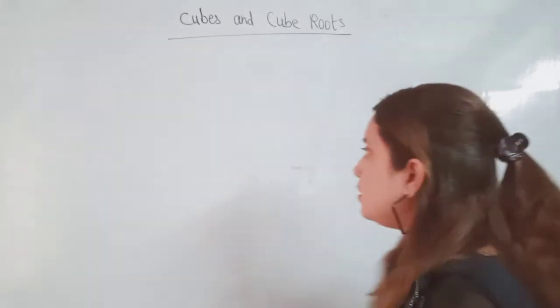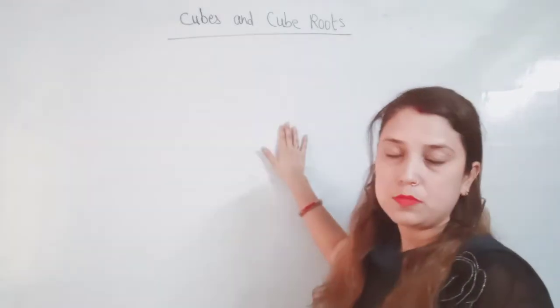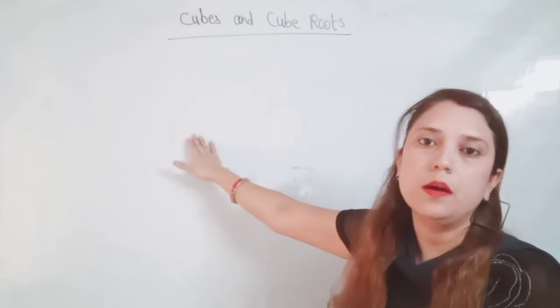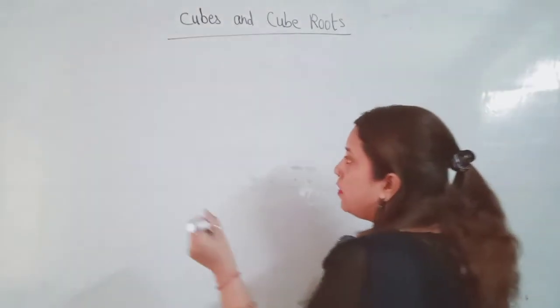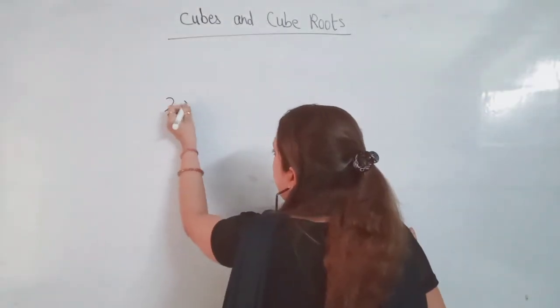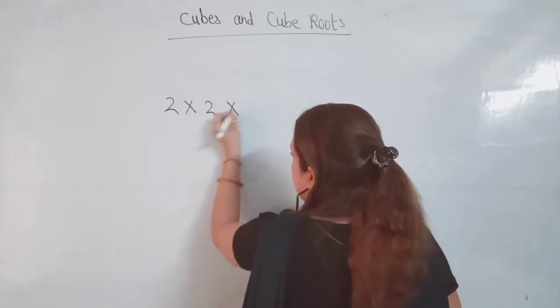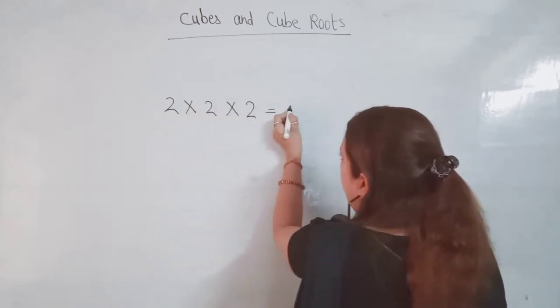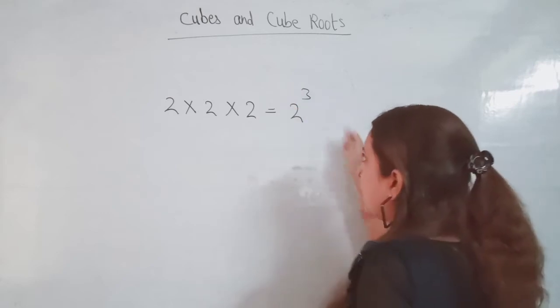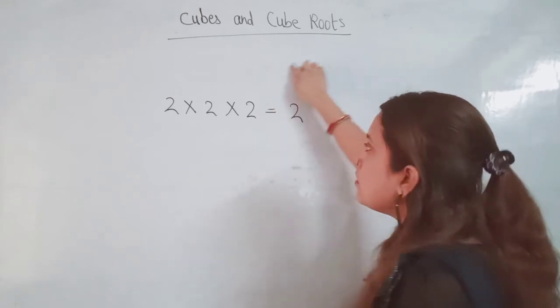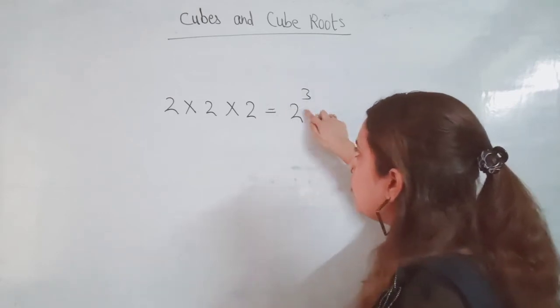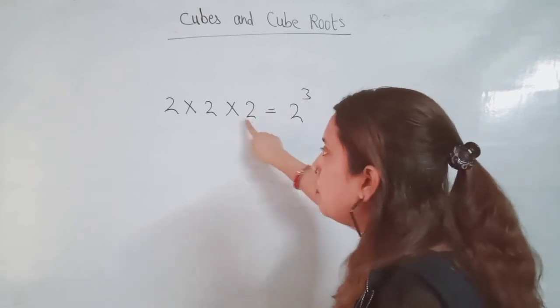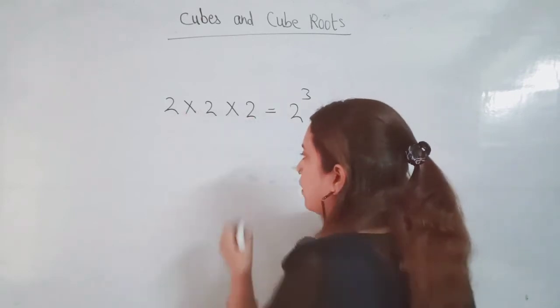When we multiply any number 3 times, it's called the cube of that number. Suppose we have 2 and we multiply 2 three times. So this is the cube of 2 and we write it like this, 2 raised to the power 3. What is the value of 2 raised to the power 3? 2 multiplied 3 times, what will it come?